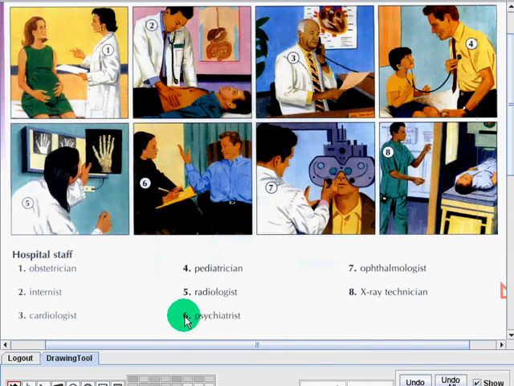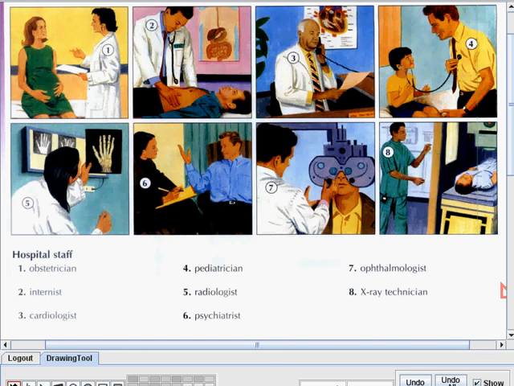Next, we have the psychiatrist in number 6. A psychiatrist is a medical doctor who treats people with mental and emotional illnesses. Next, we have in number 7, the ophthalmologist. An ophthalmologist is a specialist that treats diseases of the eye. That's the job of an ophthalmologist.